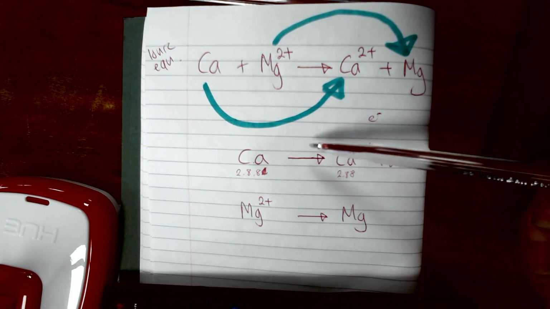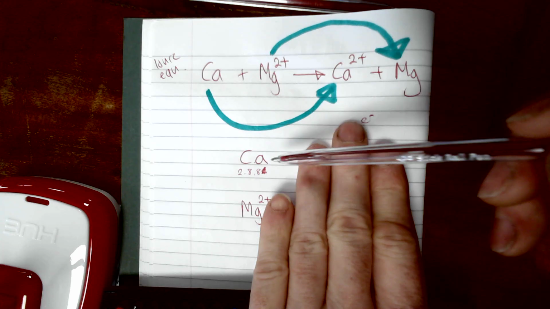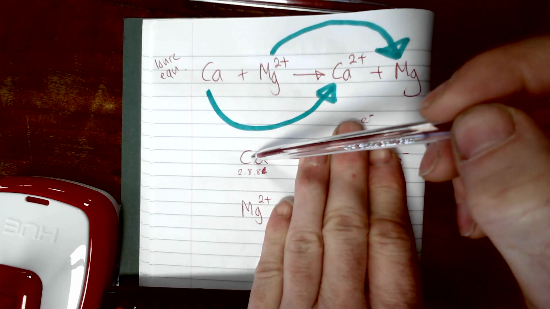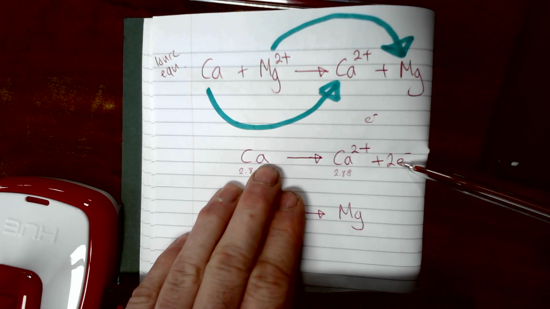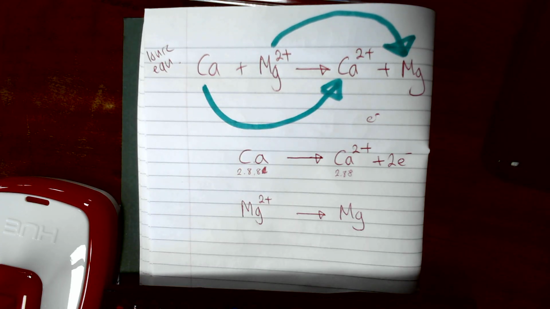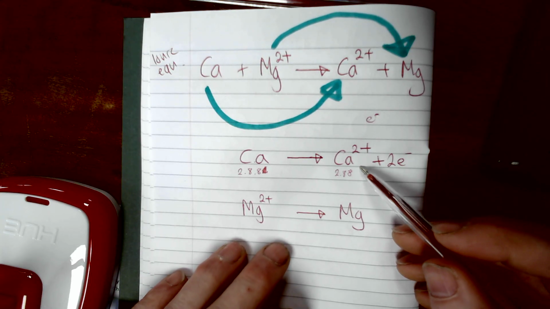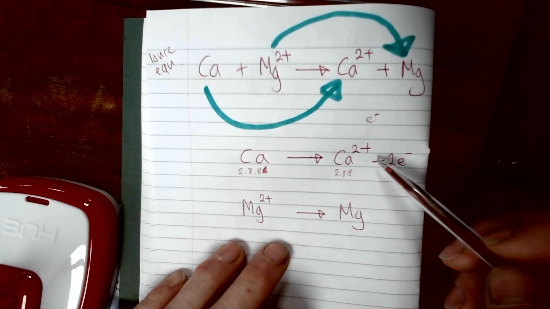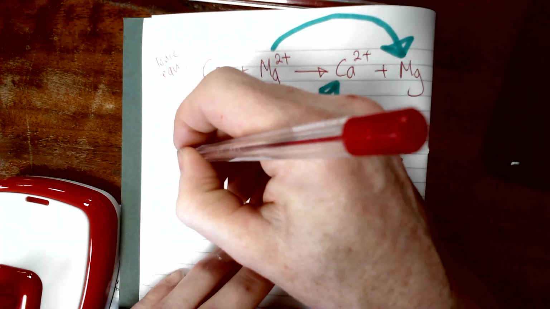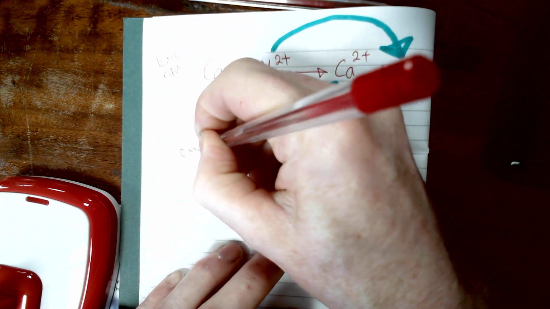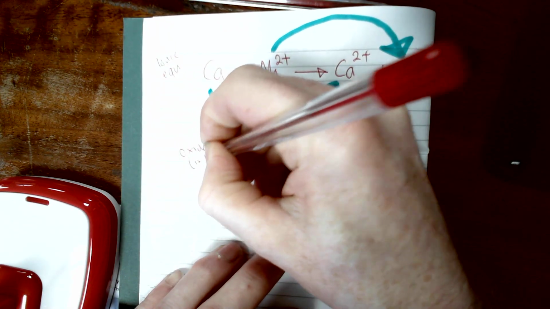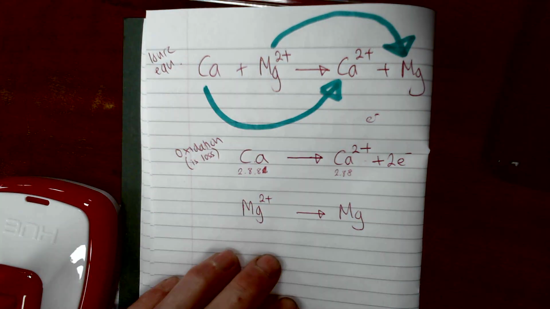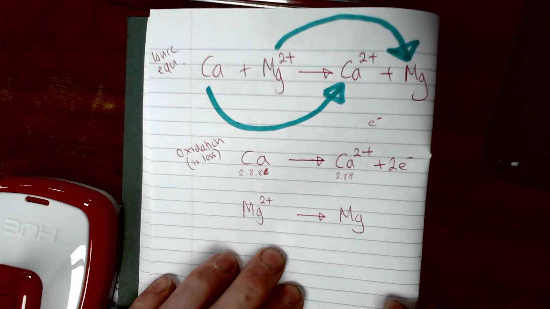This equation balances really nicely now. If you notice on the left-hand side, there is no overall charge. And on the right-hand side, there's no overall charge because I've got 2 pluses and 2 minuses. It balances out. This is calcium losing electrons. This is oxidation. Because oxidation is loss. It will make more sense in a minute.